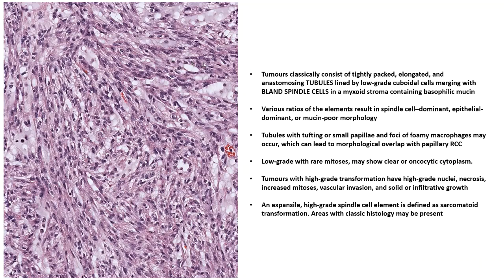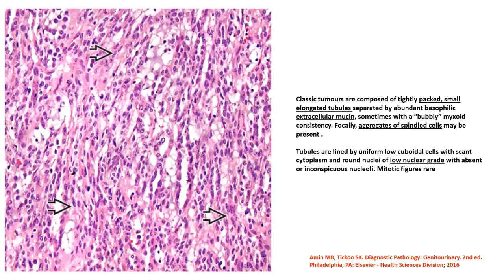But remember that it's not in every instance that you will get all the three components of this histology. So sometimes you could have a mucin poor and a tubular rich architecture, while sometimes you might get a predominance of the spindle cells. So it can have a heterogeneous kind of a morphology. Then the nuclei are of low grade, but sometimes you can get a high grade transformation where you have high grade nuclei, necrosis, mitosis, etc. And sometimes you can have a frank sarcomatoid transformation also within this tumor.